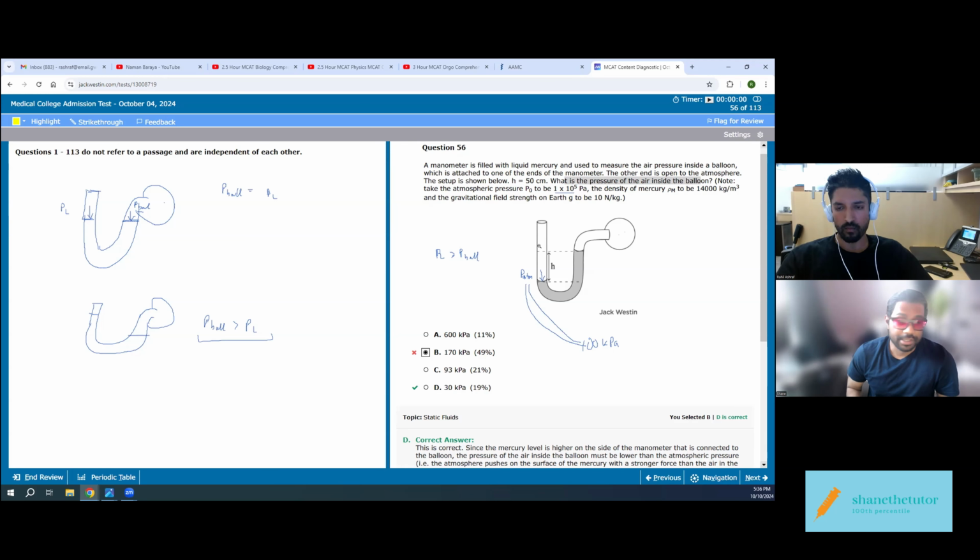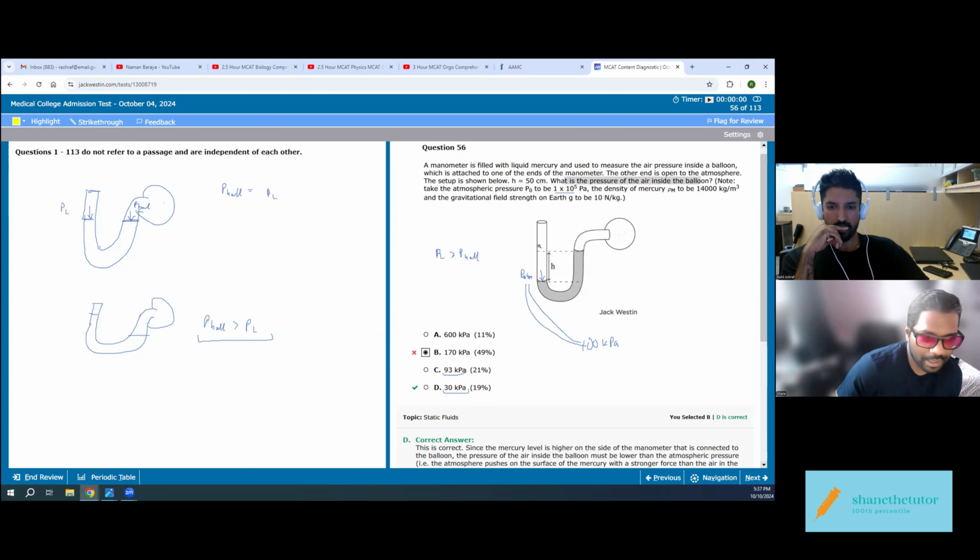And it's interesting because 49% chose B, right? 11%, so 60% chose those. But right away we can get rid of those. So now we want to see, is it this or this, right? Correct. So now this is why I didn't want to just make the pressure on the left equal to the atmospheric pressure, because there's the gauge pressure.